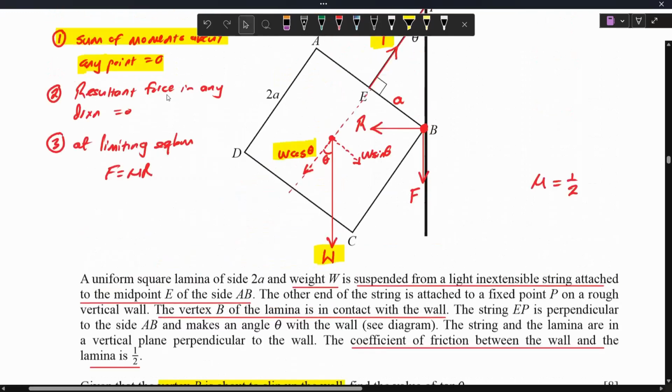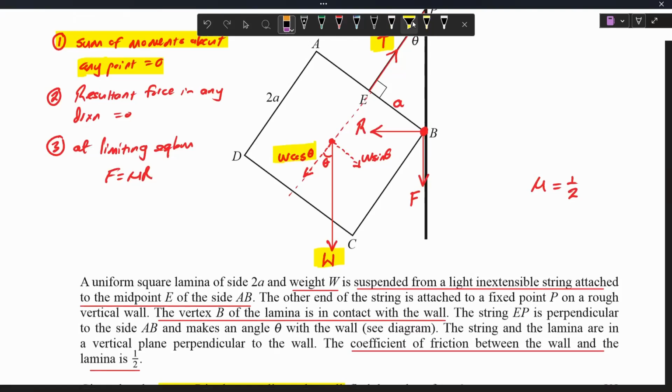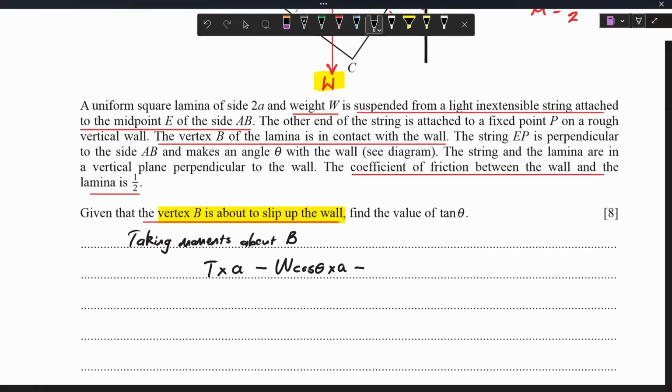Then for the other component of the W force, which is this one here, if you look at its line of action, you can actually see that its perpendicular distance from B is again half of 2A. It's again A. So the moment is W sine theta times A. Again, it is going to cause an anticlockwise moment. So I'll use again a negative sign. So that's minus W sine theta times perpendicular distance, which is again A.